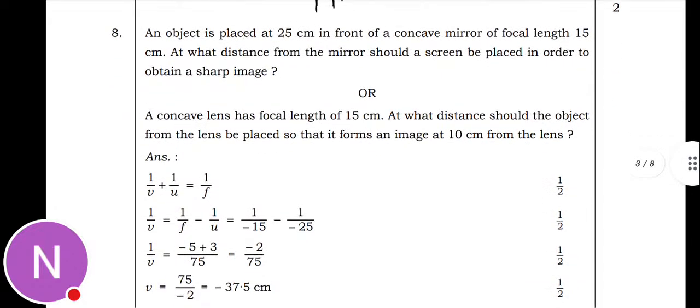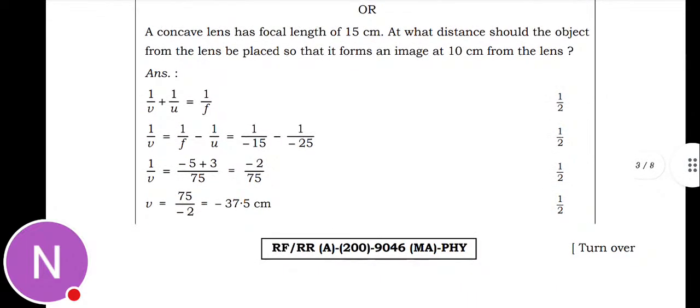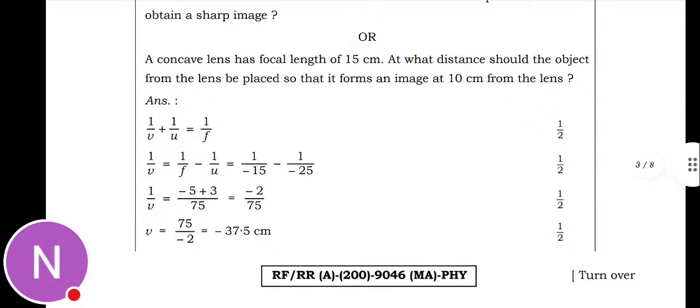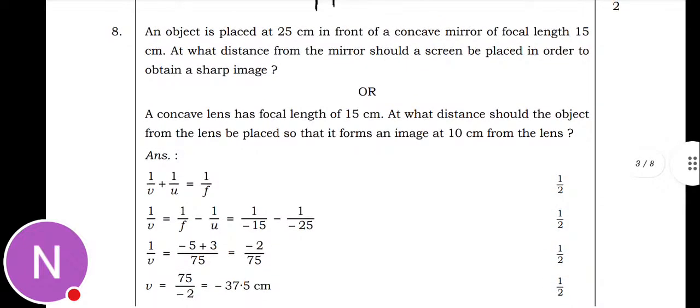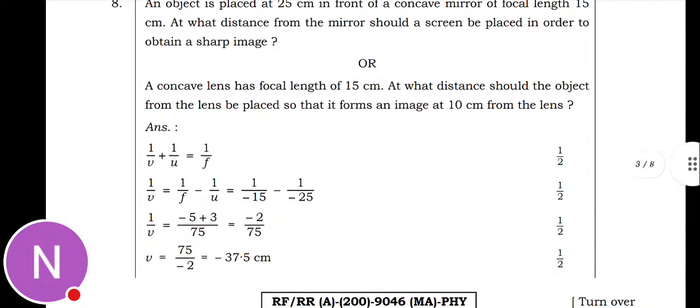So the formula is 1 by v plus 1 by u is equal to 1 by f. 1 by v is equal to 1 by f minus 1 by u, that is equal to 1 by minus 15, the focal length in centimeter. Since it is concave, 1 by v is equal to 1 by minus 15 minus 1 by minus 25. So 1 by v is equal to, it should be made into 3.